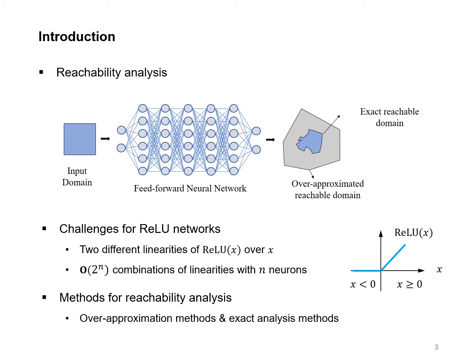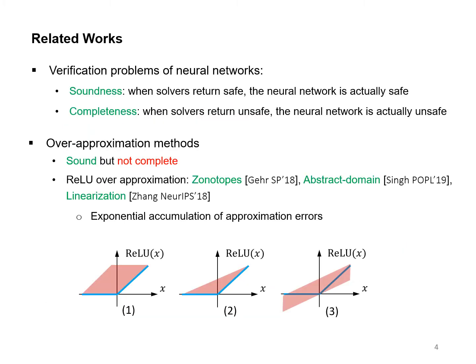The reachability analysis is about, given a neural network and input domain, we can compute or search its output reachable domain. The main challenge for the ReLU neural network is that the ReLU activation function has two different linearities over the input range. When a neural network has n neurons, there will be at most 2 to the power n combinations of linearities. There are two categories of methods for the reachability analysis. They are over-approximation methods and exact analysis methods. In this work, we will talk about the related works.